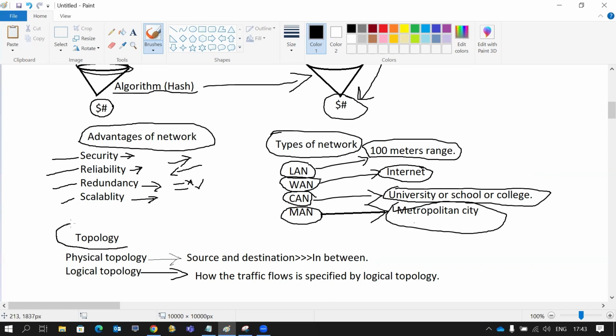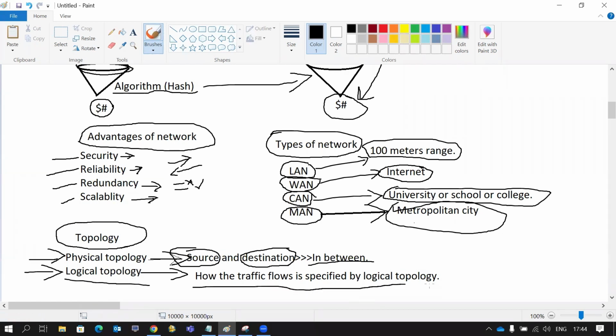Now let us understand the different types of topologies in a network. We have physical topology and we have logical topology. Physical topology is, let's say, if you're traveling by flight, you know only about the source and you know only about the destination. You don't know what is in between, as you cannot see how it is passing. That is what is called a physical topology, which is visible to your eyes. Next is logical topology, which is how the traffic is flowing or how the data is traveling from one end to the other end.